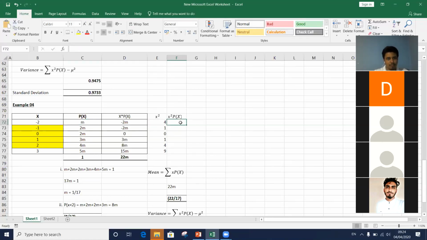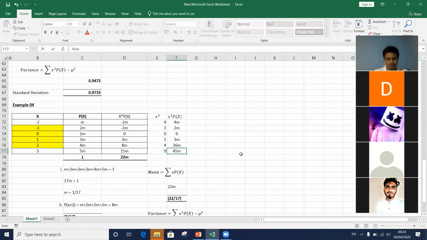4 into m should be 4m. 1 into 2m should be 2m. 0 into 2m, 0. 1 into 3m should be 3m. Right? 4 into 4m should be 16m. 9 into 5 should be 45. 75. 9 into 5, x squared into px.